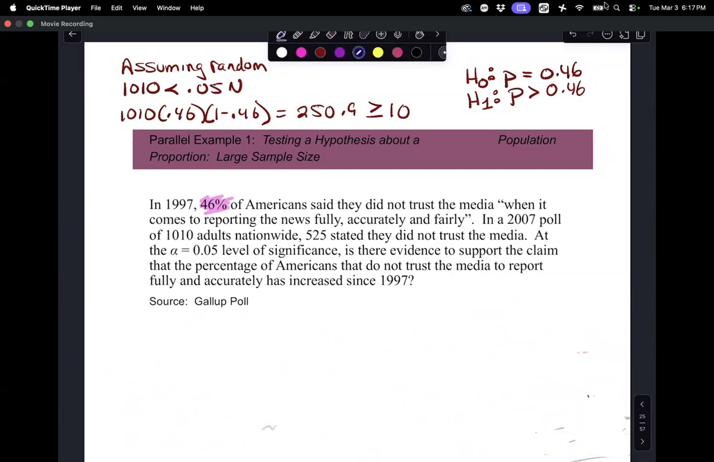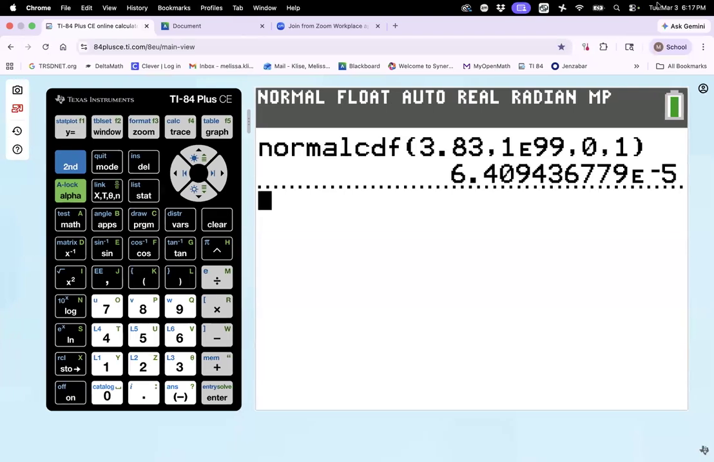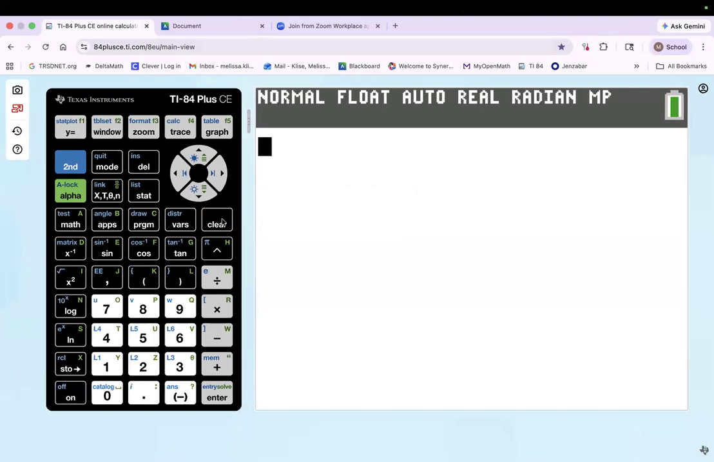Okay, our calculator function. I want to make sure that I write it correctly. Calculator function: 1 proportion z test. This is our calculator function, 1 prop z test. We're going to do this in the calculator, so I'm going to pop over there and clear this out because I don't like a messy calculator.